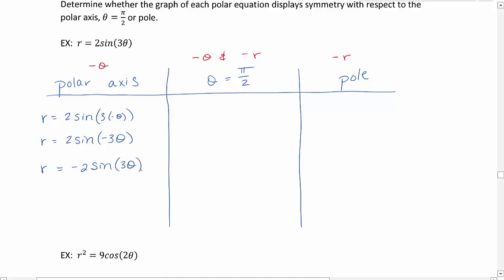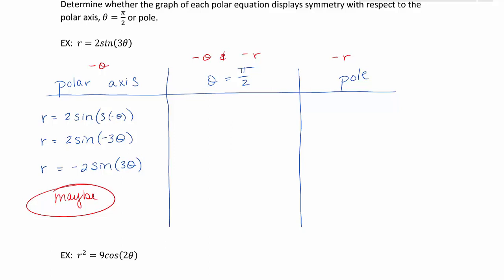There's not really any other cleanup to do, so we compare it to the original. It is not the original, so it fails the test. So it may or may not have this symmetry. We don't know for sure, but it's not going to help us in our graphing process.